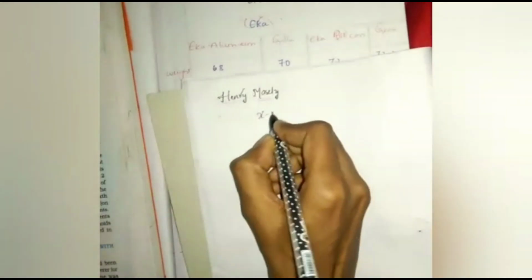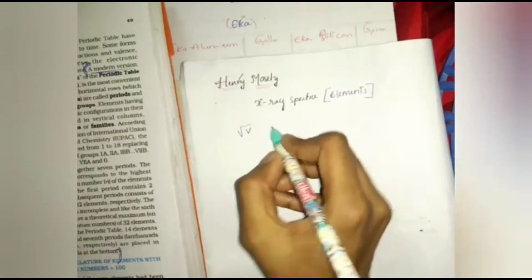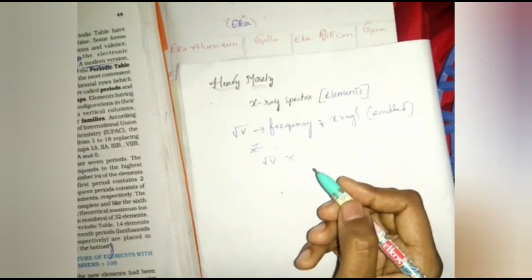In 1913, the English physicist Henry Moseley observed regularities in the characteristic X-ray spectra of elements. What he gave means a plot of root ν, where ν is the frequency of X-rays that were emitted, against atomic number Z, gave a straight line, not the plot of root ν versus atomic mass. He thereby showed that the atomic number is a more fundamental property of an element than its atomic mass.